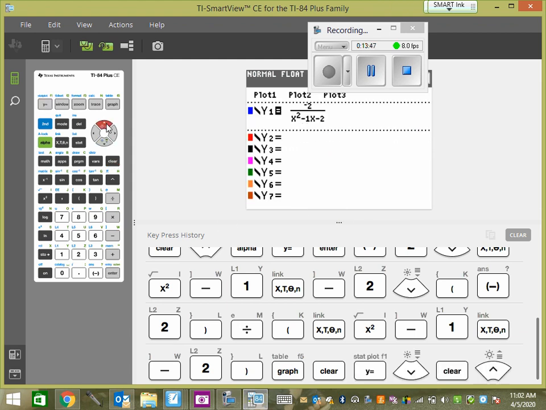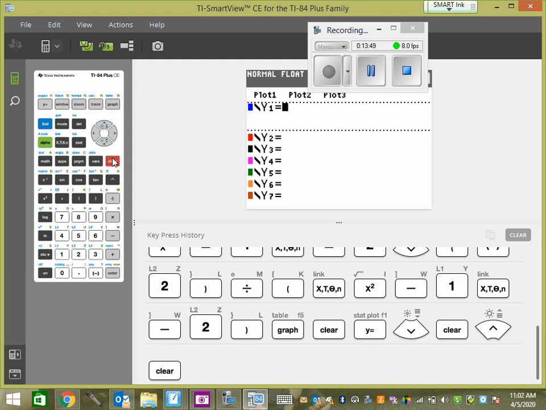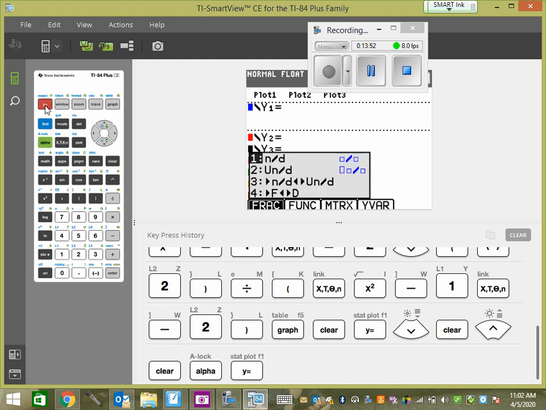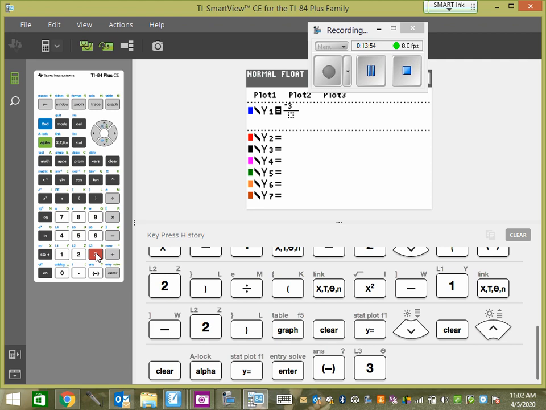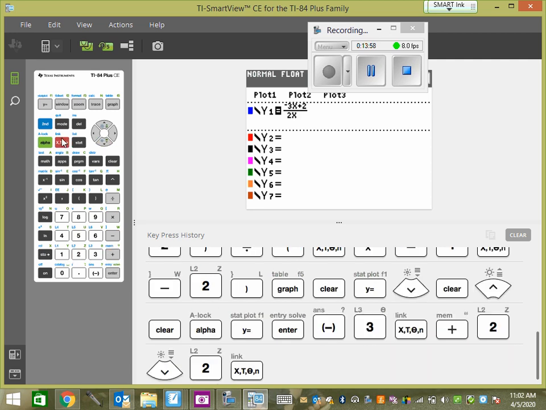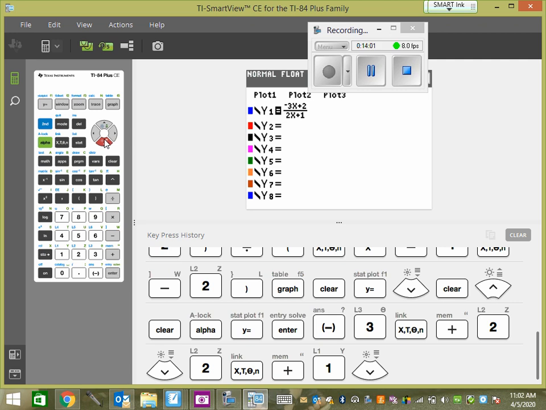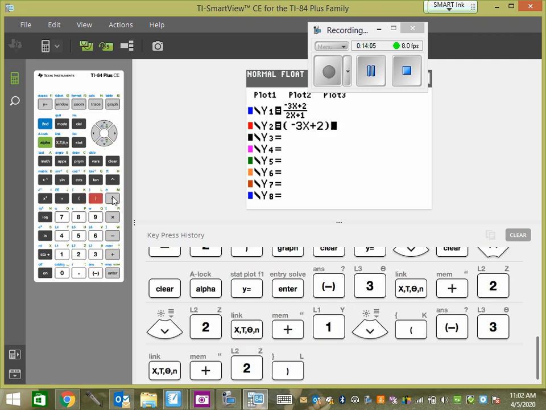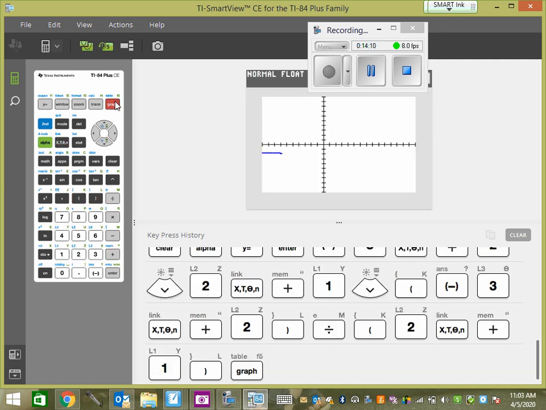So I go to my y equals, I clear them out, and now I'm going to type in alpha y equals, enter, negative 3x plus 2 over 2x plus 1. Or if I don't have that button, I do numerator in brackets divided by denominator in brackets. And I will get the same graph. Okay, so we said we had a horizontal asymptote at negative 3 over 2. That's negative 1.5.